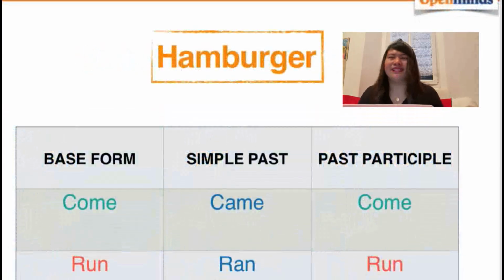Next is the hamburger. So for hamburger, we have the same base form and past participle. An example is come, came, come. So the base form and the past participle are the same.